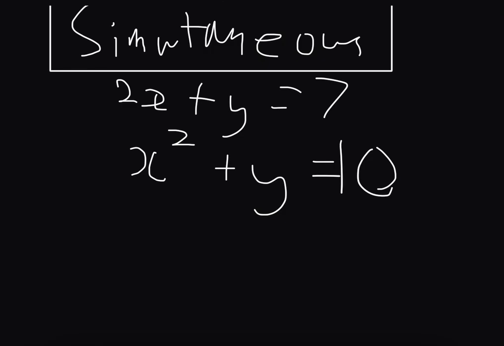Here we have two equations. Let's label the first one 1 and the second one 2. The first one is 2x plus y equals 7, and the second one is x squared plus y equals 10.